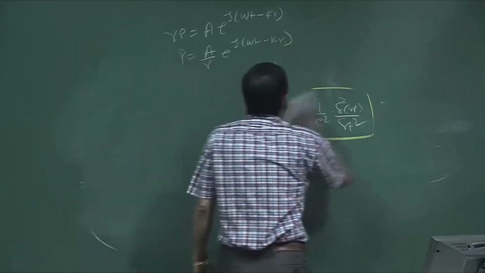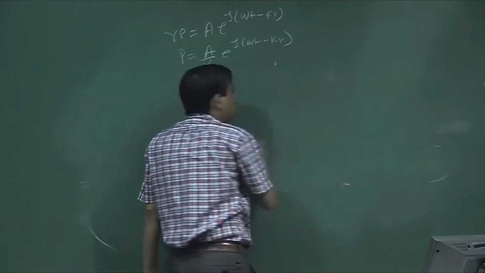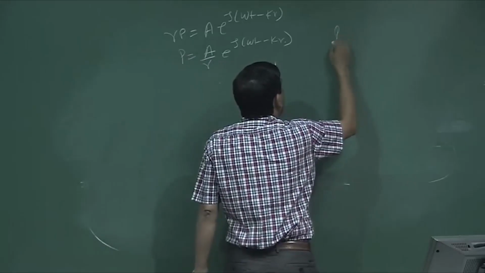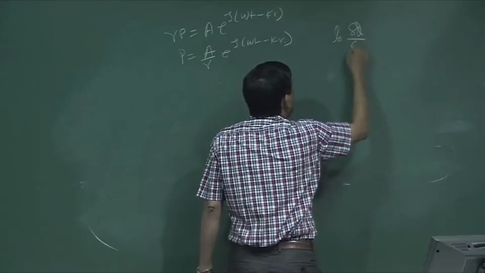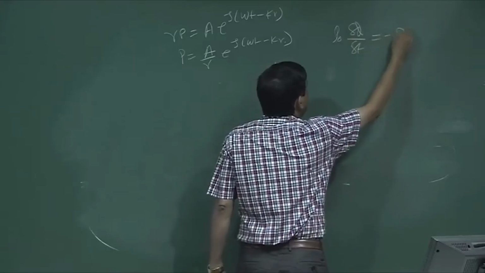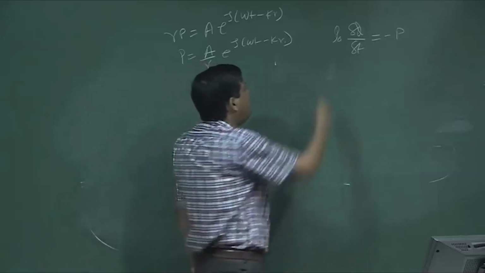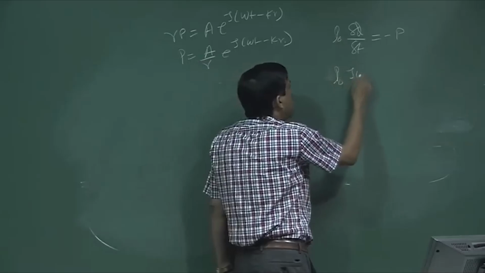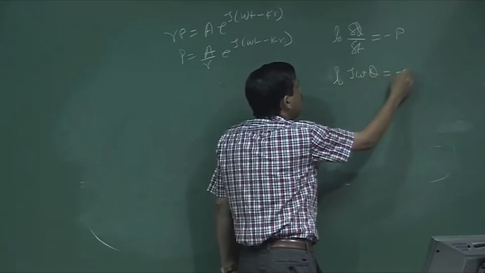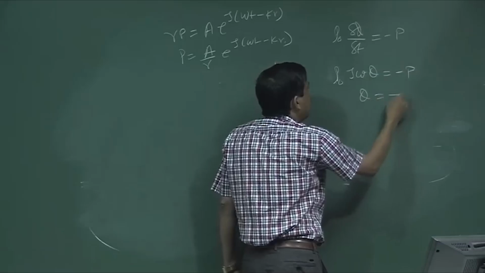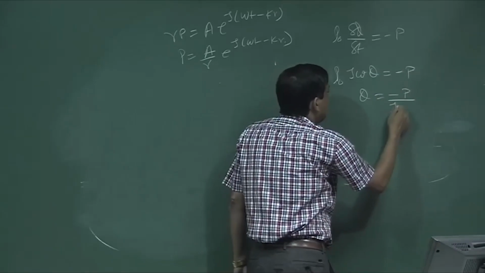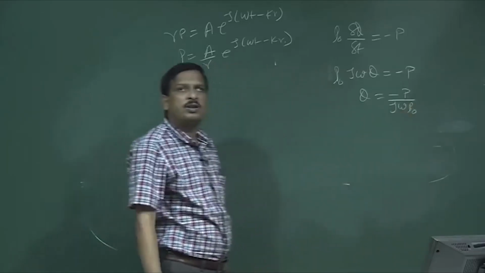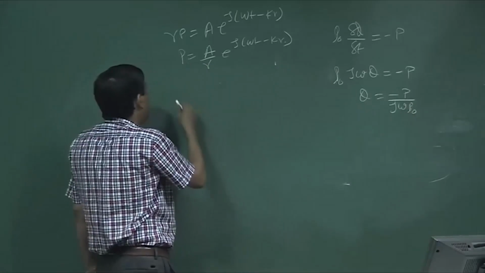Now if this is P, what is the velocity potential phi? It is written that rho 0 del phi by del t is equal to minus P. We said that del by del t we always write as j omega. So it is rho 0 j omega phi is equal to minus P. So phi is equal to minus P divided by j omega rho 0. This is the velocity potential.